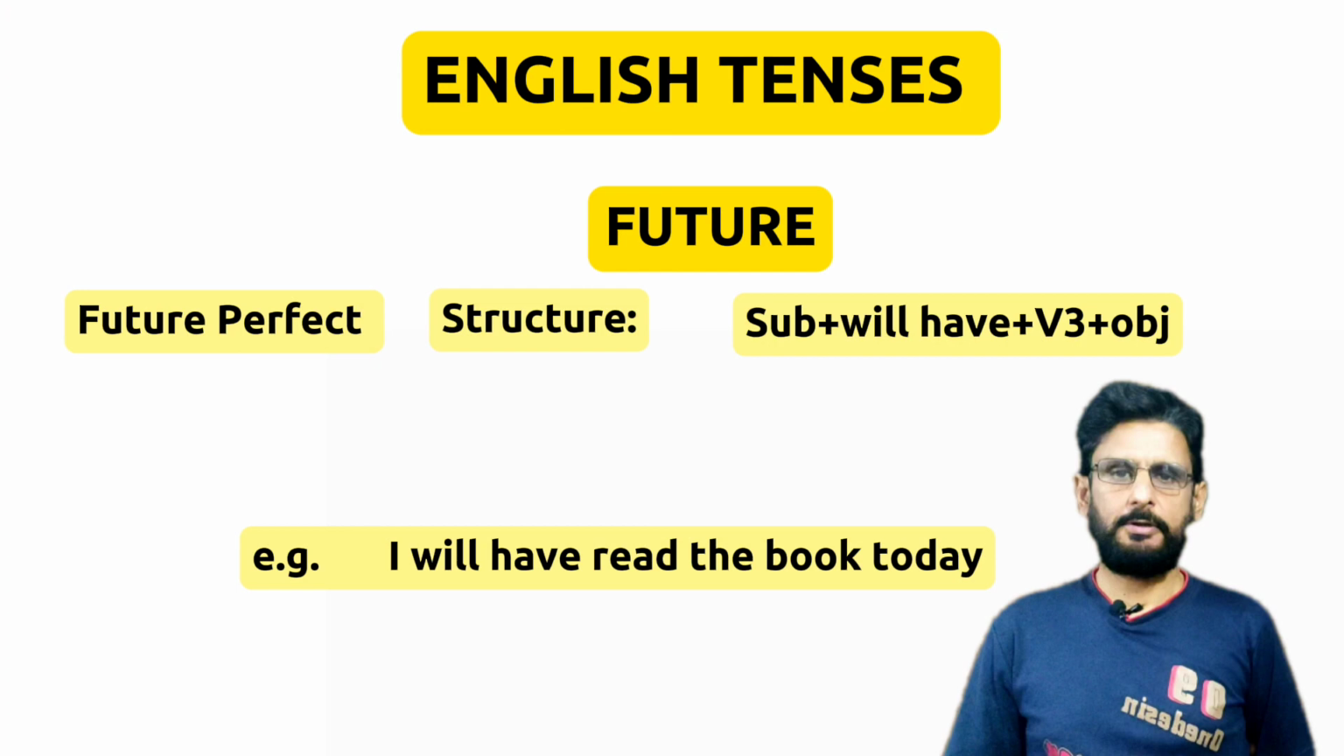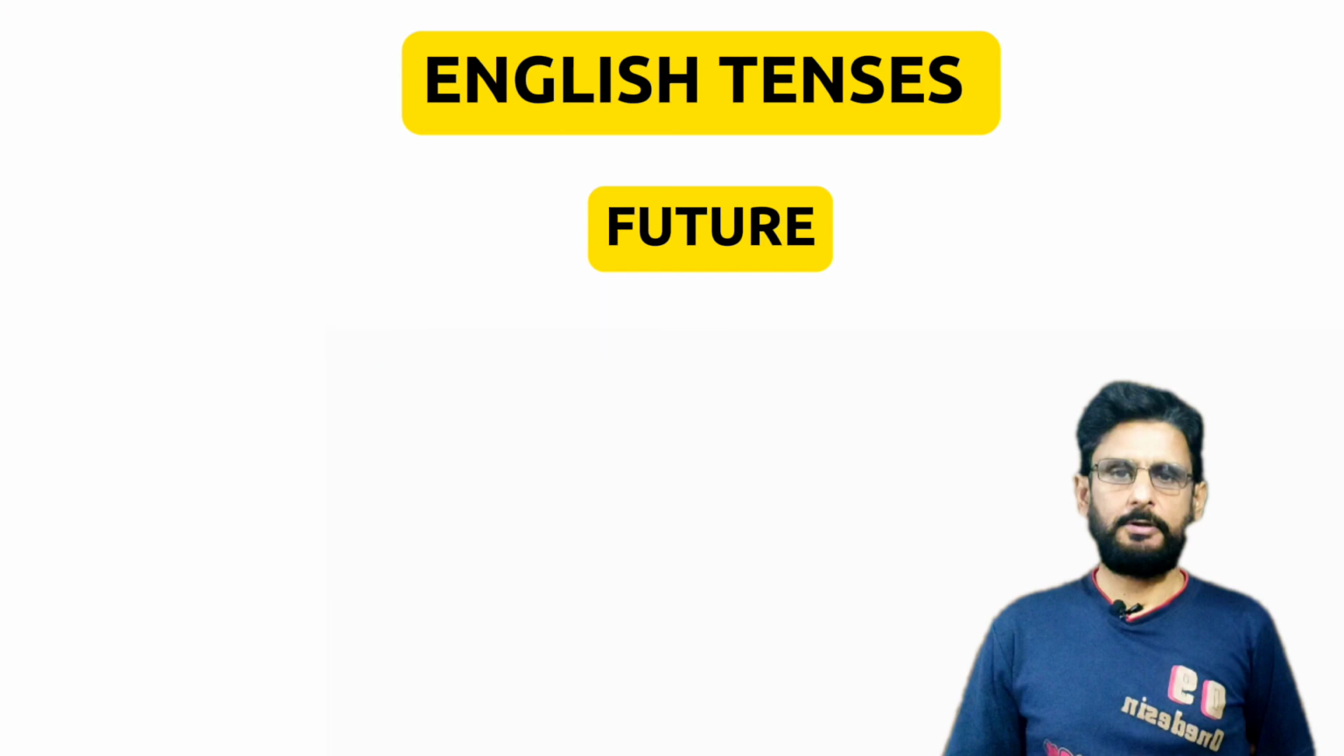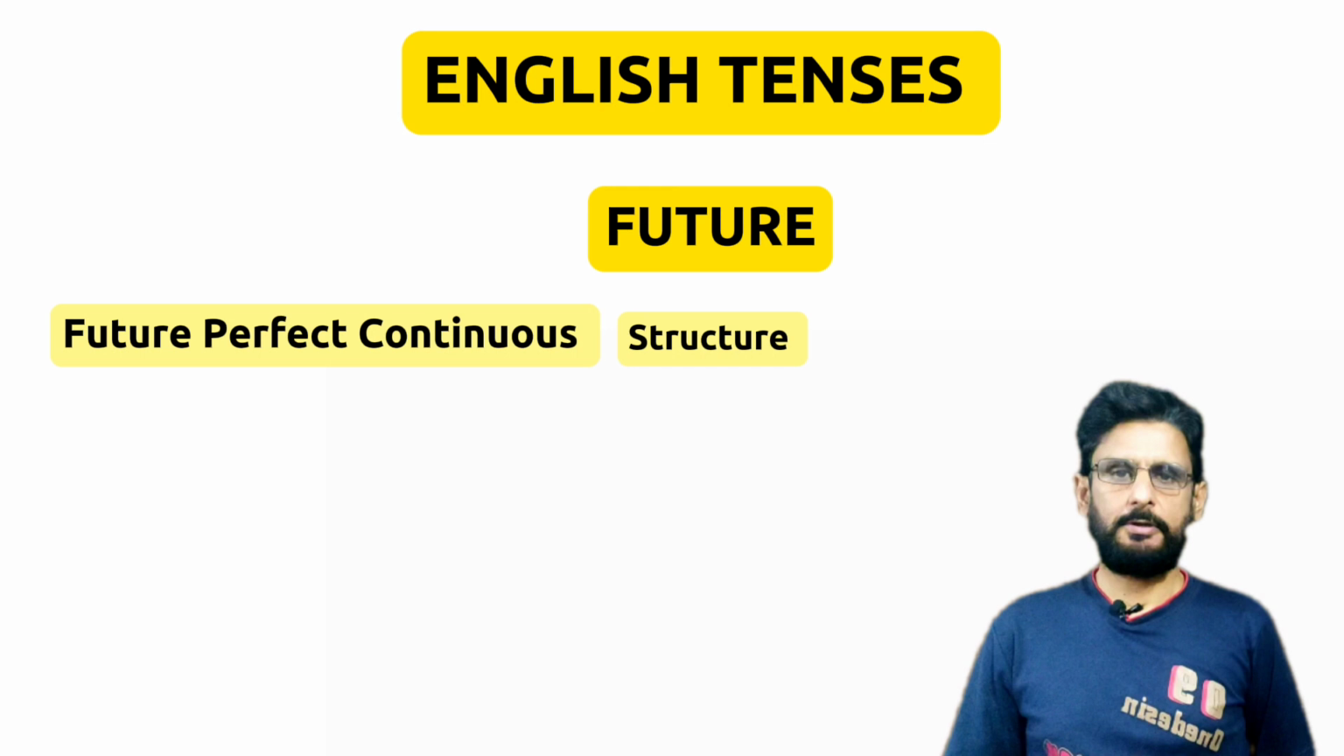Then the next important form of future tense is future perfect continuous tense. It is the type of tense in which action takes place or will take place in future and will come to an end. There would be continuity in the action. Let's discuss the structure of it. Structure is subject plus helping verb will have been plus present participle.